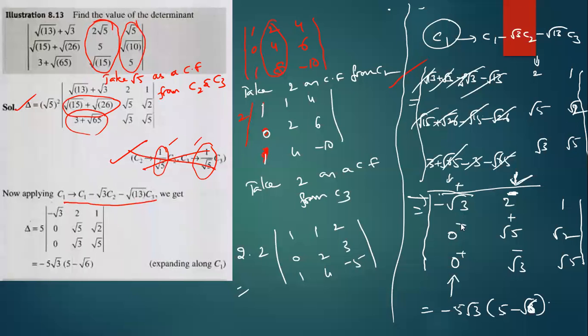Okay, C1, I told you, as usual. Along C1 means plus, minus, plus, so minus root 3 into expanding, removing the first row and first column, remaining submatrix. The remaining values are 0, that's why we are expanding along C1. To discuss, I will expand.